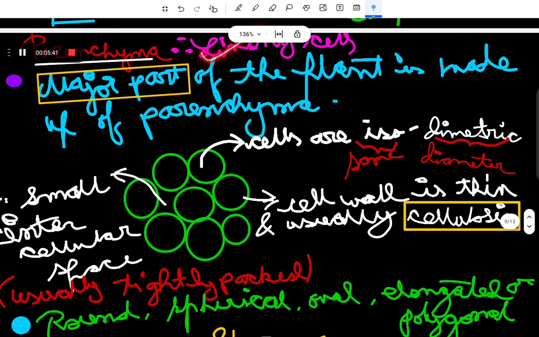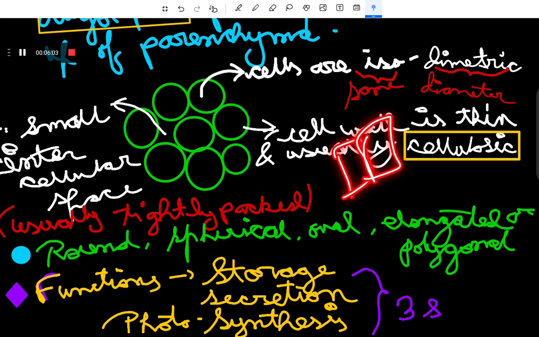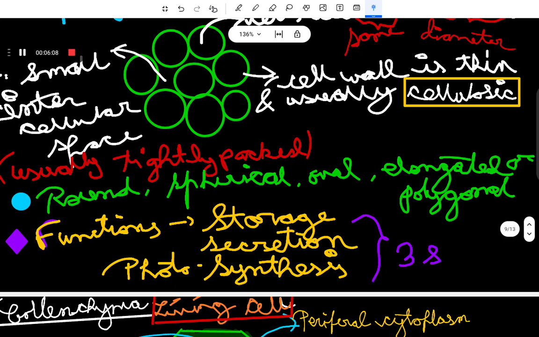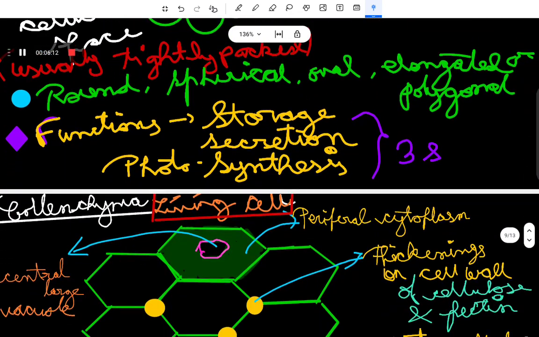A quick recap please. They are living cells. The majority of the plant part is made of parenchymatous cells. Cells are isodiametric. The cell wall is usually thin and cellulosic. A small intercellular gap is present, but the cells are tightly packed. The cells can be round, spherical, oval, elongated like buildings, and polygonal like square. This much is what you need to learn about parenchymatous cells.